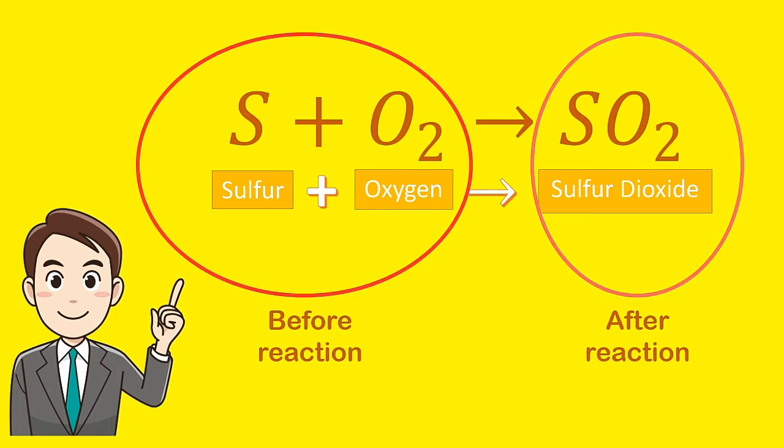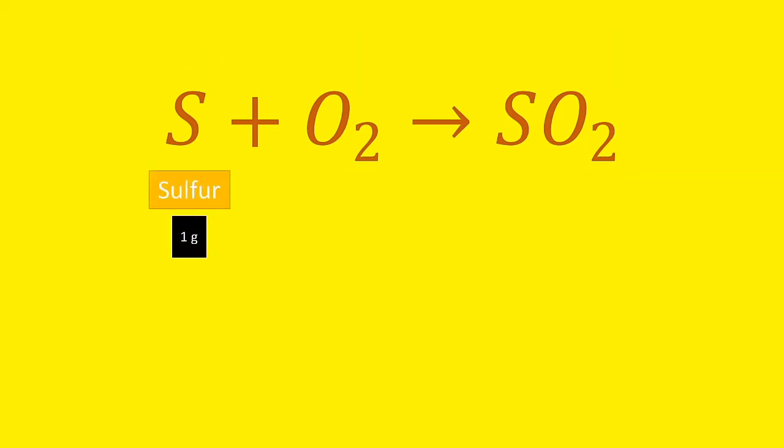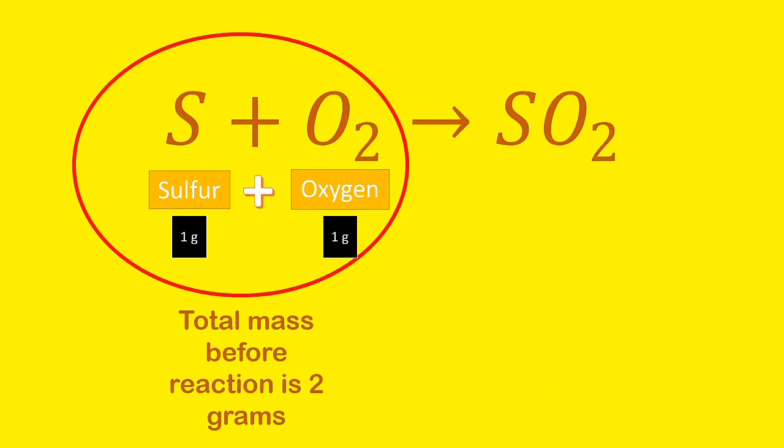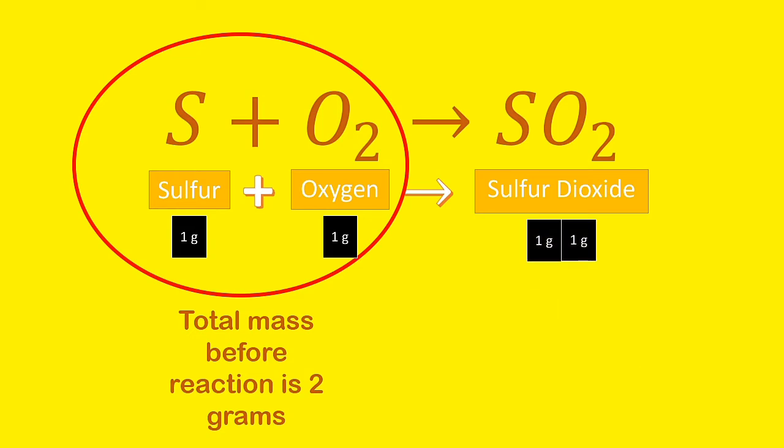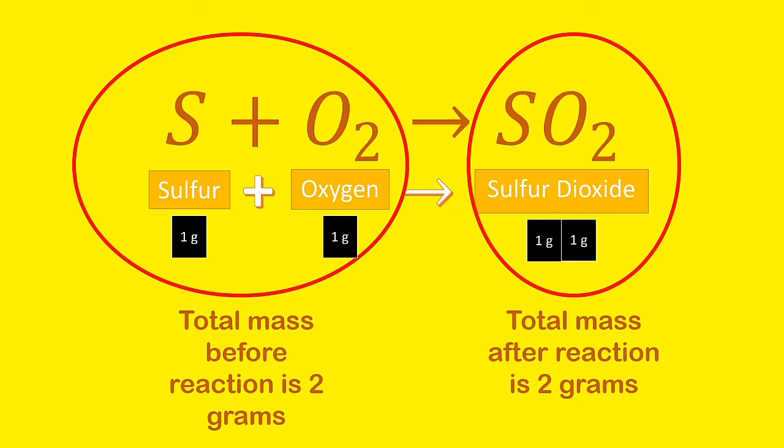after reaction. Let's say that the mass of sulfur is 1 gram and oxygen is 1 gram as well. So the total mass of both substances is 2 grams. They carried out chemical reaction and produced sulfur dioxide. Sulfur dioxide is substance after chemical reaction. Based on the law of conservation of mass, the mass of sulfur dioxide must be how many? 2 grams. So the total mass before reaction is 2 grams and after reaction is also 2 grams.